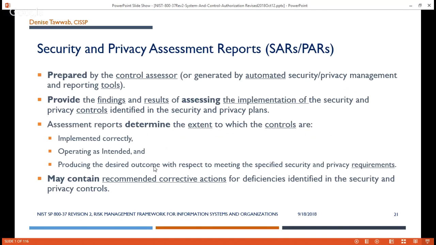Security and privacy assessment reports may also contain recommended corrective actions if any deficiencies have been identified in the security and privacy controls.